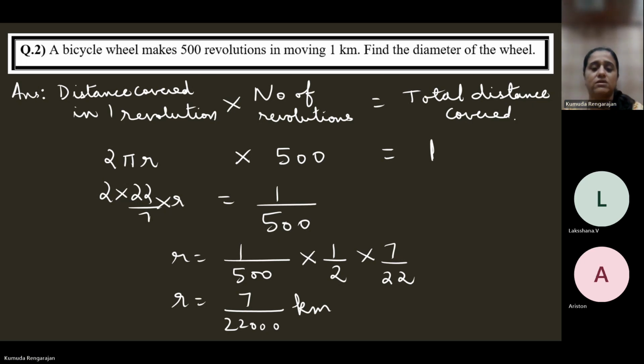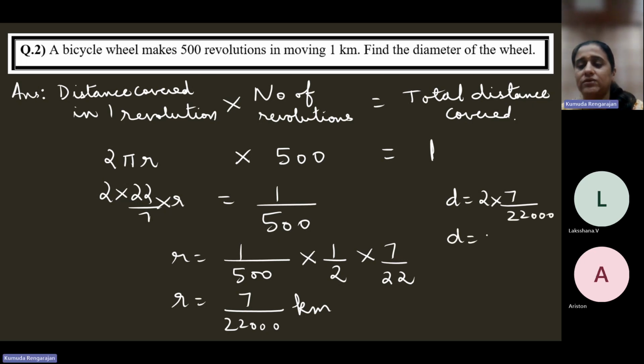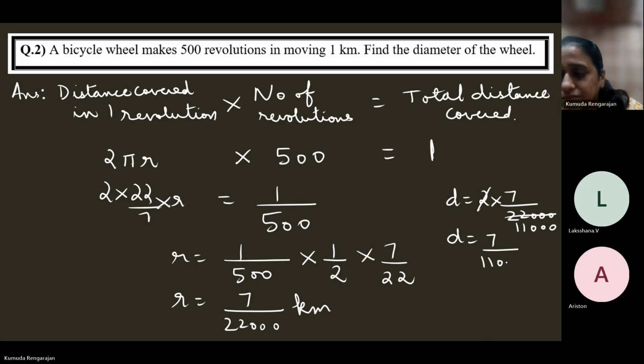It's right. And now we'll have to find the diameter. So diameter will be equal to 2 into 7 by twice radius. So 2 into this one. So diameter will be equal to 2 ones are 2, 11 followed by 3 zeros. So 7 by ... kilometers is also fine. Supposing it's a multiple choice question and the diameter is in kilometer, you can work it like this.